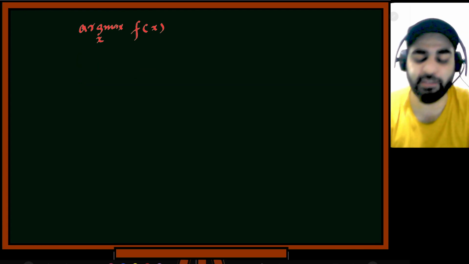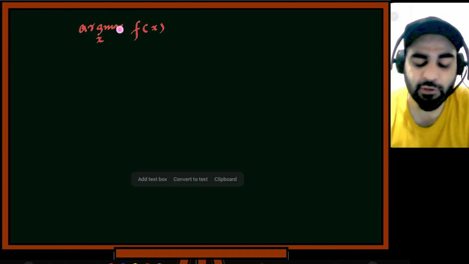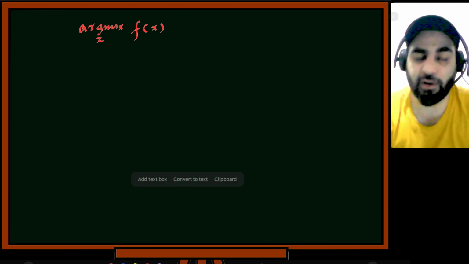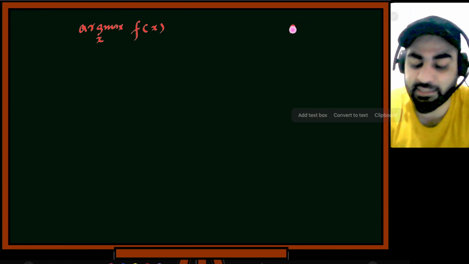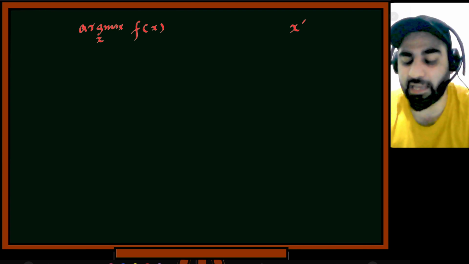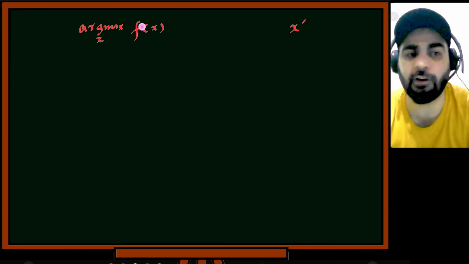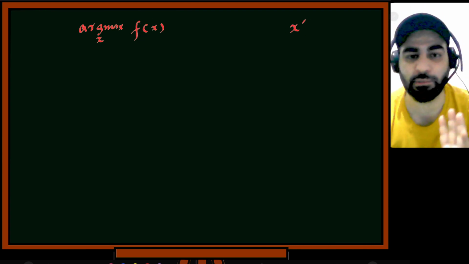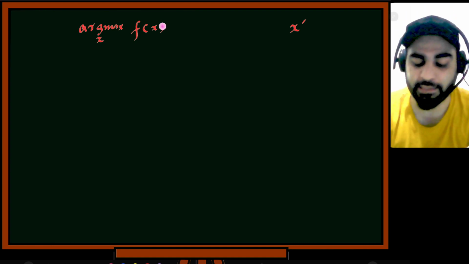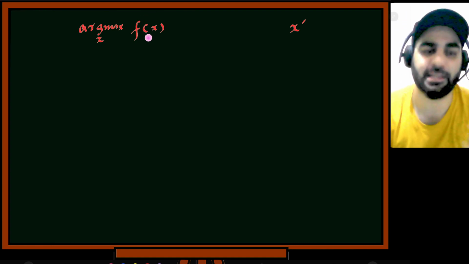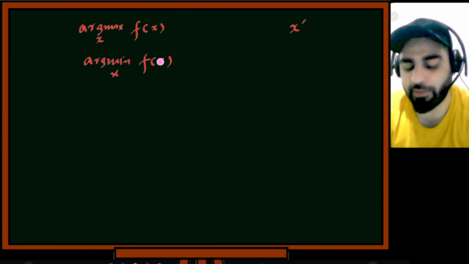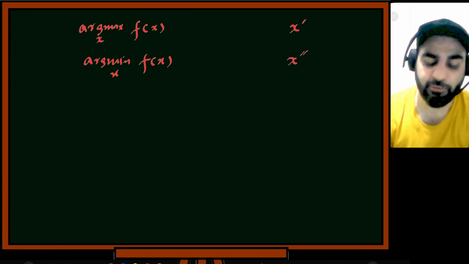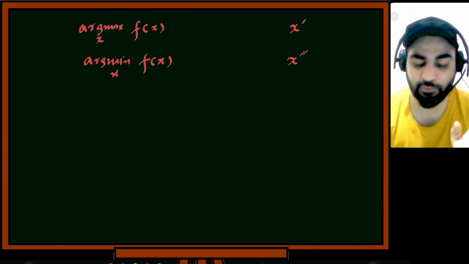Okay, now if we have a function f of x, and we say find argmax of this f of x, or find argmin of this f of x, that means you will find such an x, let's call it x dash. This x dash is a value such that when you input it to the function, it gives the maximum value. This is actually not the maximum value, but the function input. Similarly, for argmin of f of x, we'll call it x double dash. This x double dash is the value which you give to f of x, and it will give you the minimum value. Okay, that's the difference.